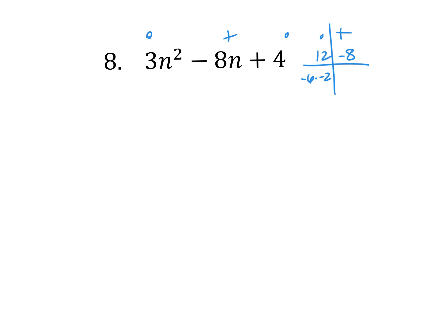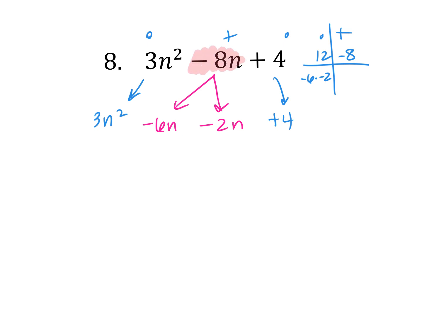I love it. You guys, here's the most annoying part. Bring down your first term. Bring down your last term. Replace your middle term of negative 8n with negative 6n minus 2n. I just rewrote negative 8n as negative 6n minus 2n, so I haven't changed my problem.